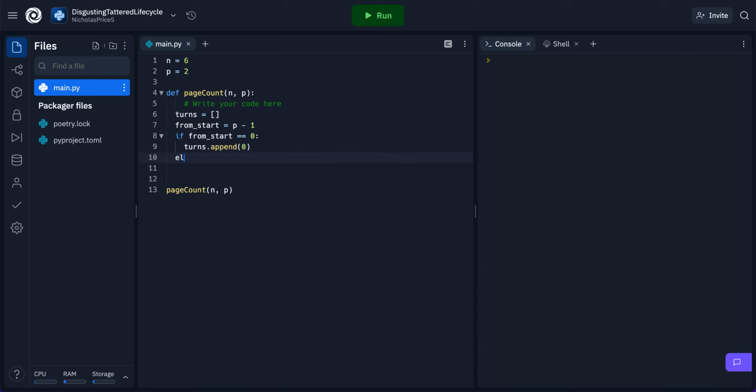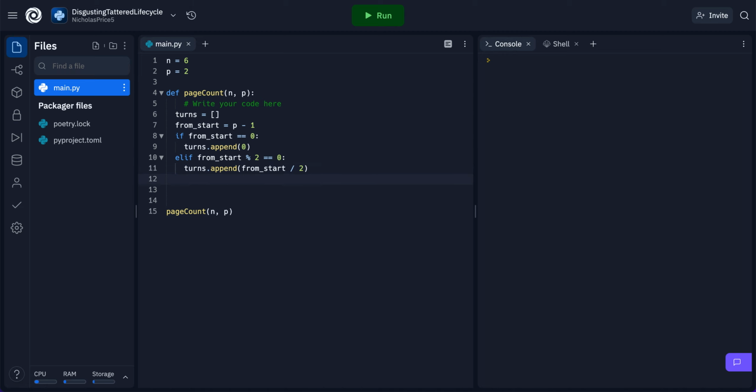Okay, so yeah, that leads us to two other conditional statements. If from start modulo 2, this would mean that there's an even number of pages between page 1 and the page we're trying to turn to. If from start modulo 2 equals 0, we will turns.append from start divided by 2.